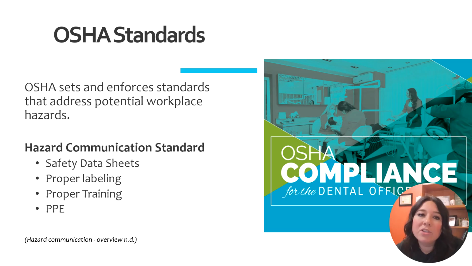OSHA's Hazard Communication Standard requires that chemical manufacturers and importers evaluate the hazards of the chemicals they produce or import and prepare labels and safety data sheets to convey the hazard information to their downstream customers. The Hazard Communication Standard requires SDSs to be in a uniform format, which is 16 sections. These sheets include important information relating to the chemicals such as composition, first aid, firefighting measures, handling and storage, exposure controls, and the stability and reactivity of the chemical.